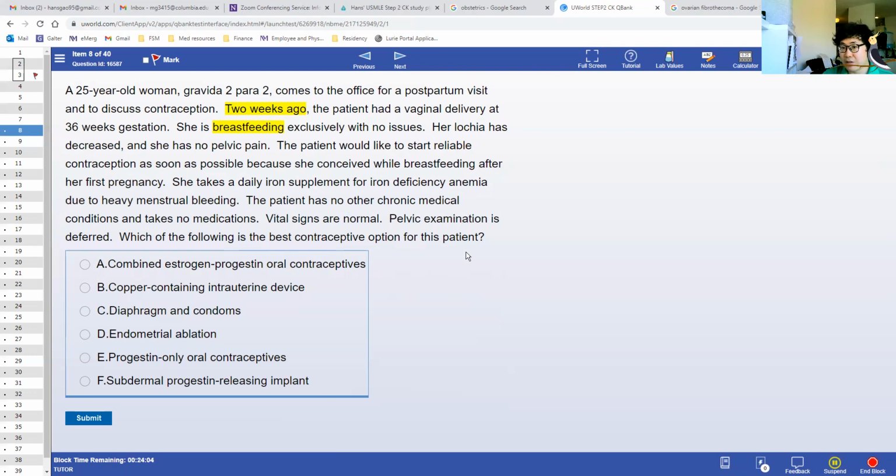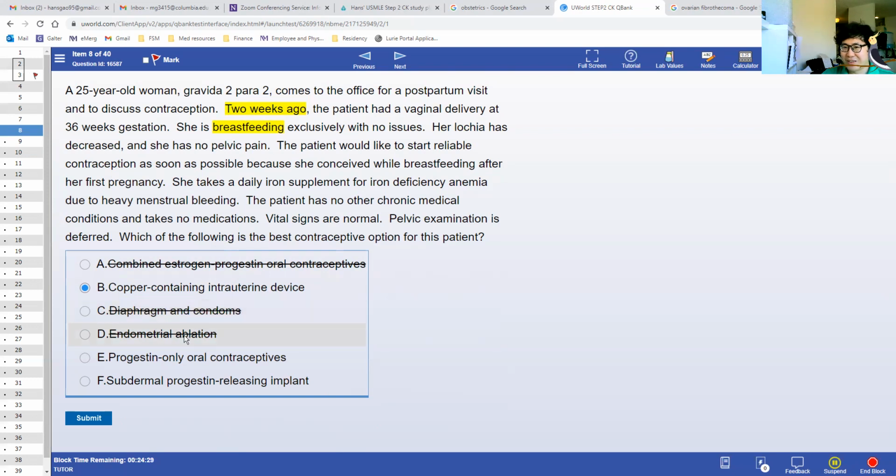Well, the exam loves copper IUDs, and I think these non-hormonal options are definitely better in breastfeeding patients. Combined OCPs, no, this would throw off her breastfeeding. Diaphragms and condoms are just never really an answer on these exams unless they're talking about STDs. These just simply aren't really good long-term options. Endometrial ablation, no, you wouldn't.